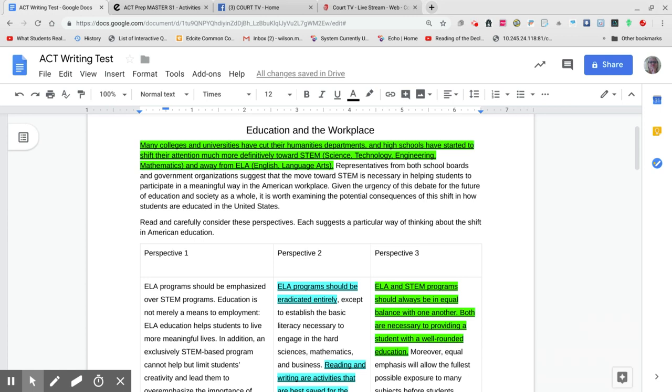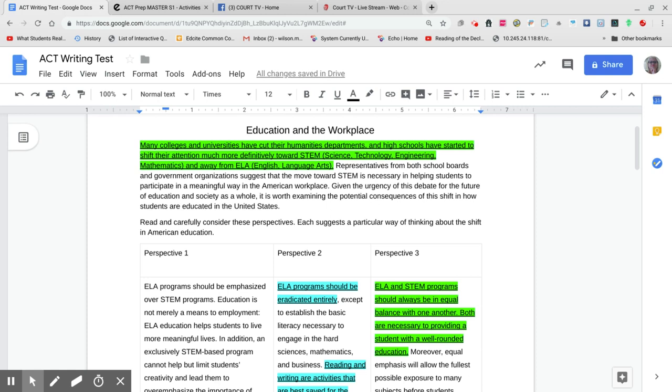Okay, so today I am going to do a video tutorial on how to write an ACT essay. It is a 4-paragraph persuasive essay. So it has an introduction, a body paragraph that agrees with you, a body paragraph that is a counter argument or counterclaim, and a conclusion.